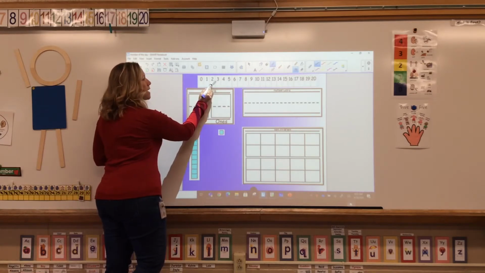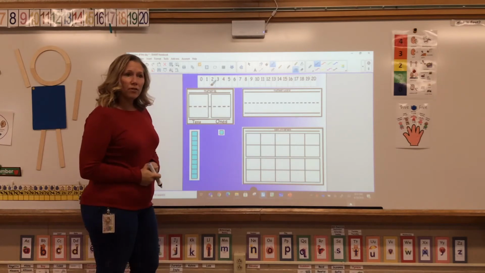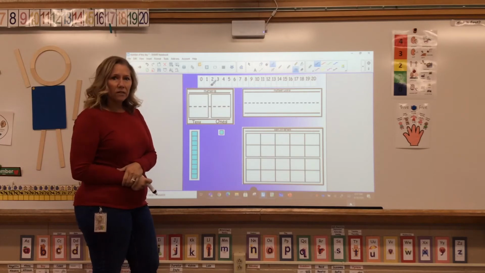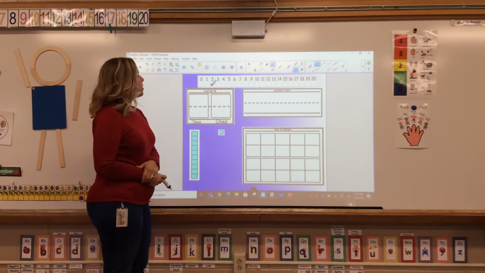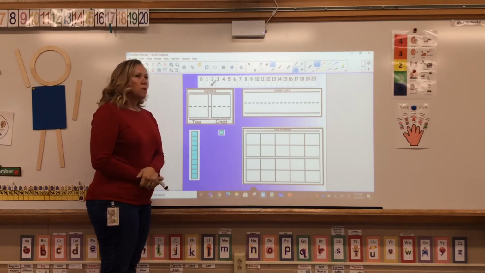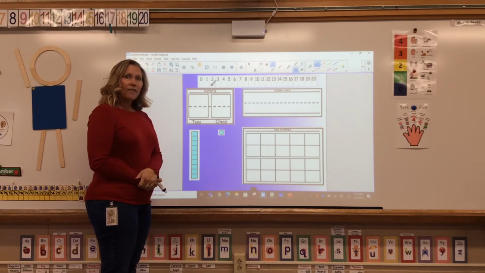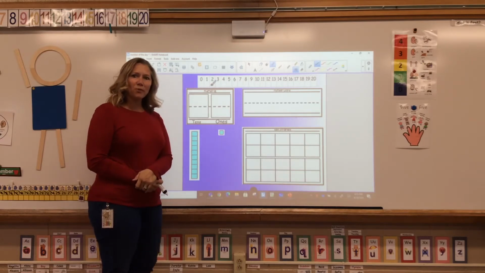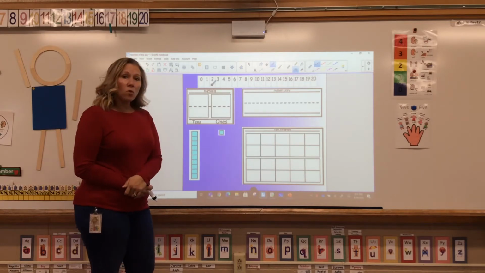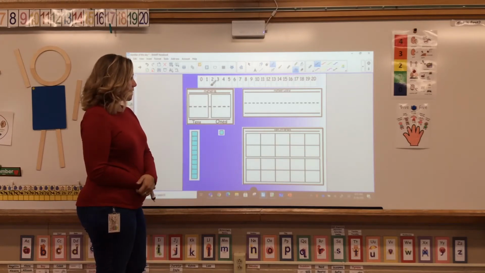So let's put a little spot on our number path. And you can do that with your number path too. Maybe not put a spot on there, but touch it with your finger, okay? So we know that the number 2 comes after the number 1. But what number comes after the number 2? That's right, the number 3. Good job, friends. So I am going to write the number 2 in our place value box right here.